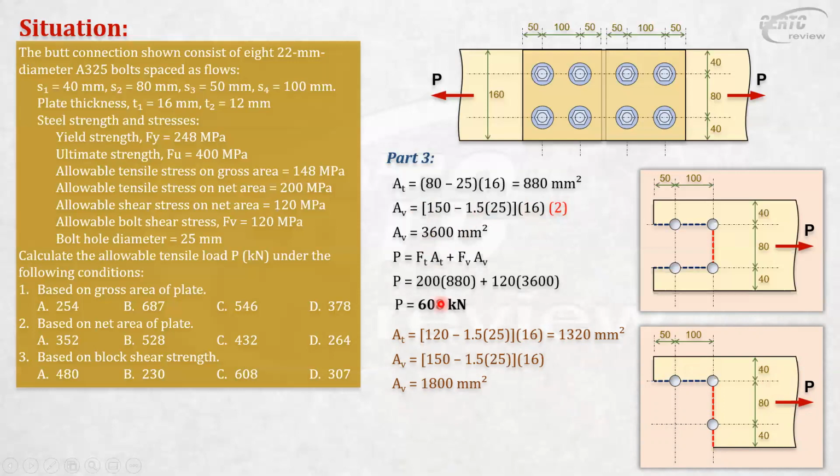So substituting into this formula, we have allowable tensile stress 200 times the net tension area plus allowable shear stress times the net shear area. And that gives you 480 kilonewton. So there are two possible values, but of course we are looking for the most critical, the lower of the two. It should be 408. 480. So the answer here is letter A.